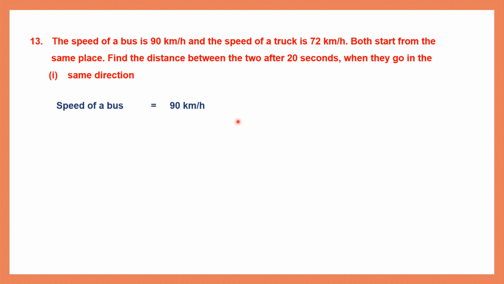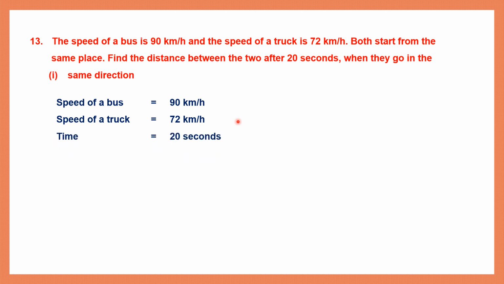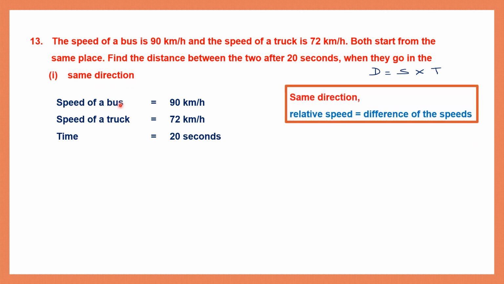So what is given to us? The speed of a bus, the speed of a truck, and the time is given to us. Now what are we asked to find? Distance. And what is the formula to find distance? Distance is speed into time. Now here we've been given the speed, but it's speed of two vehicles. That means we're talking about relative speed. So remember, when it is the relative speed and they are moving in the same direction, keep this in mind. It will be difference of the speeds. So when they are moving the same direction, relative speed will be difference of the speeds. That means subtract the two speeds. Then you will get the speed.